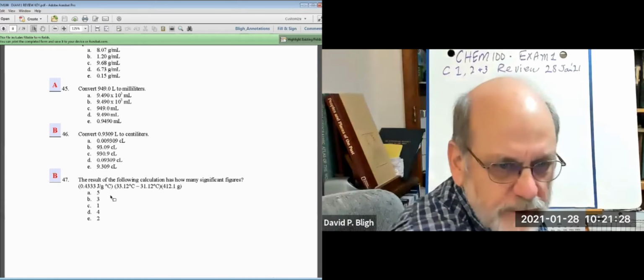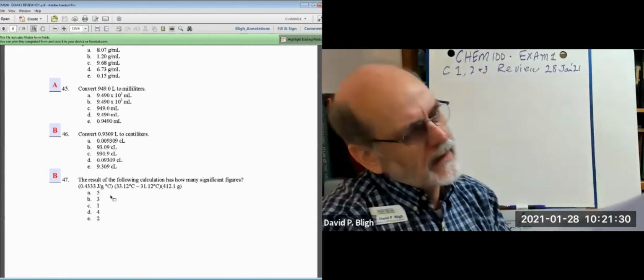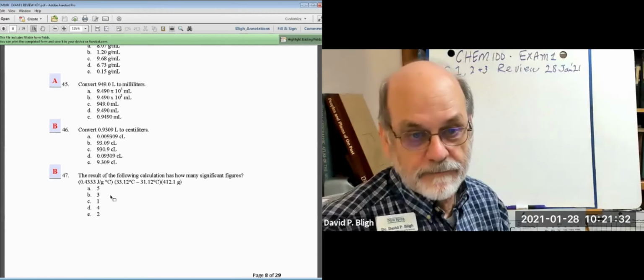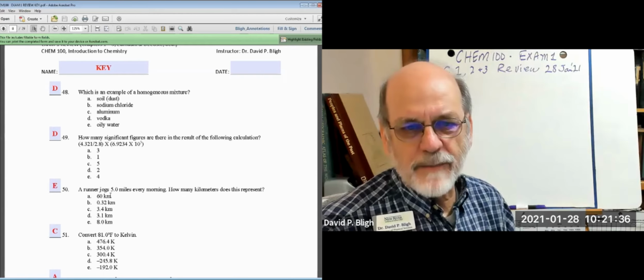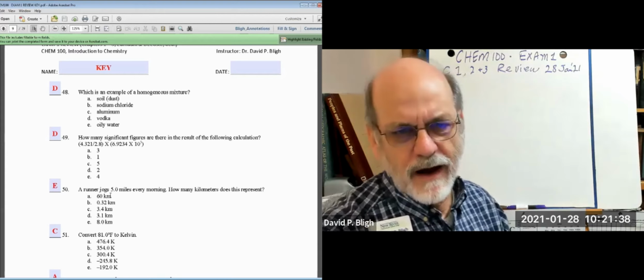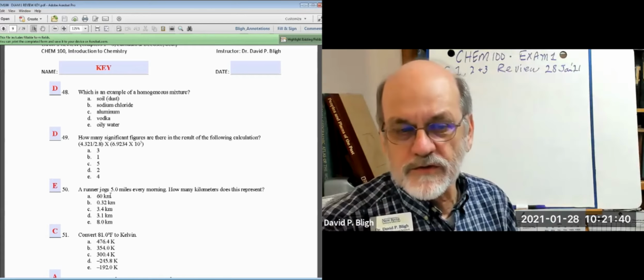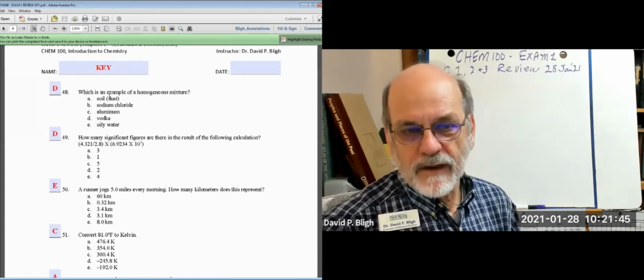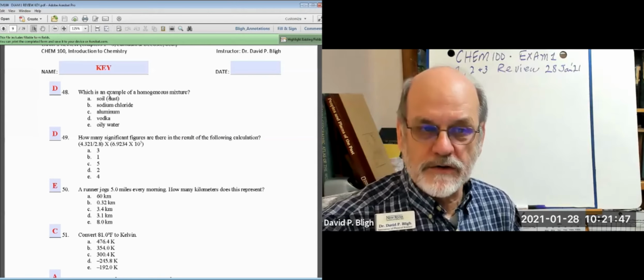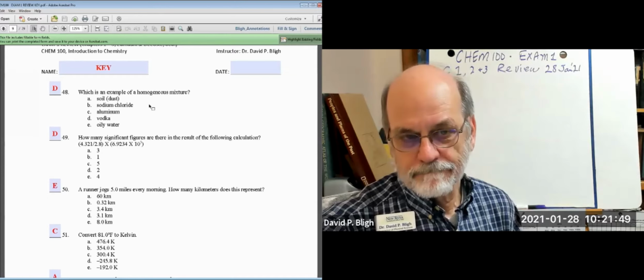All right, so that's 47. I want to look at 48 next. Which is an example of a homogeneous mixture? All right, we've done a homogeneous mixture before, but it was a different set. We have to find out which ones are mixtures first, right?